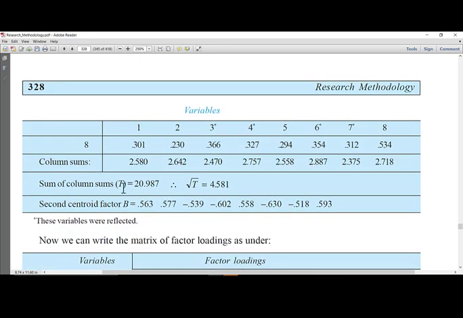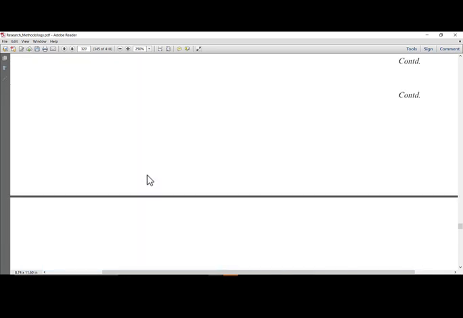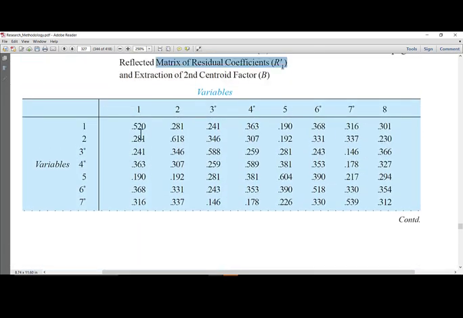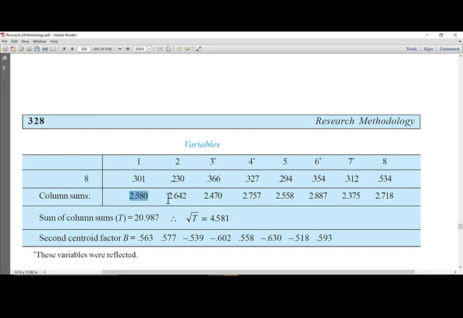And now we have taken the column sums, that means for the entire first column, second column, third column, fourth, fifth, sixth, seventh, and eighth. So those columns are taken. And then we make the sum of column sums. The summation of all these is equal to 20.987. And if you take the square root of this, that is 4.581.